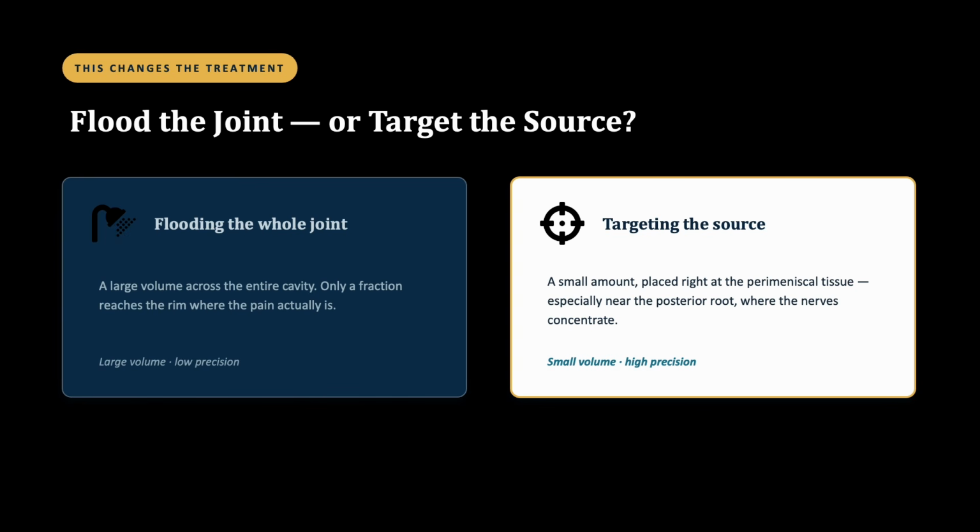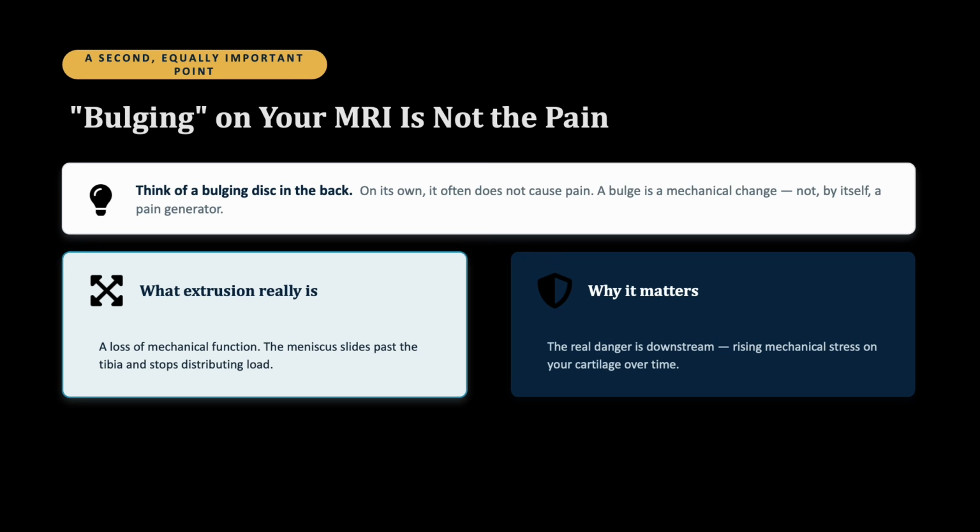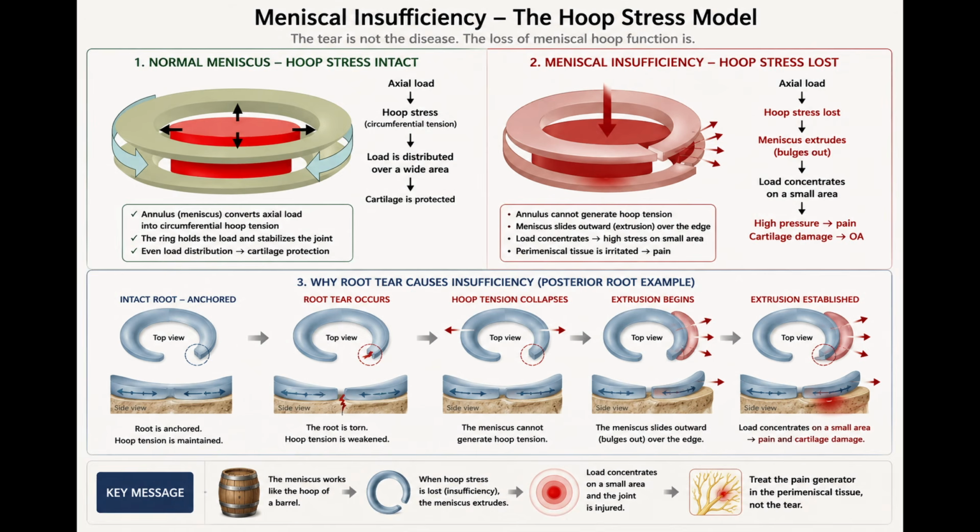There is another point that is equally important. Many MRI reports describe meniscal extrusion or meniscal bulging, and patients often assume that this is the source of their pain. In many cases, it is not. Meniscal extrusion primarily represents a loss of mechanical function. The circumferential fibers of the meniscus normally resist compression and distribute load across the knee. When these fibers fail, the meniscus gradually moves outward beyond the edge of the tibia.